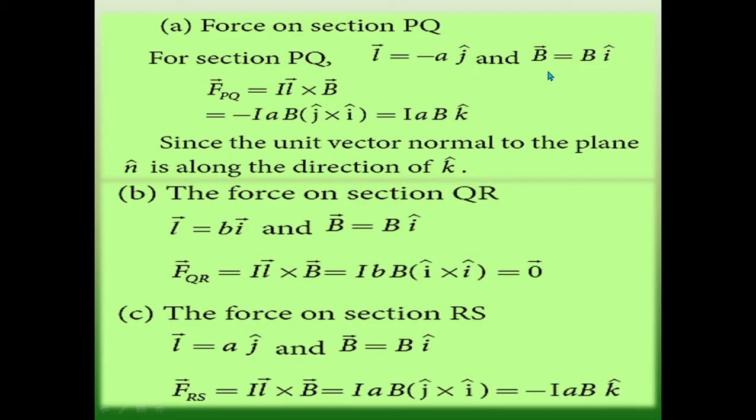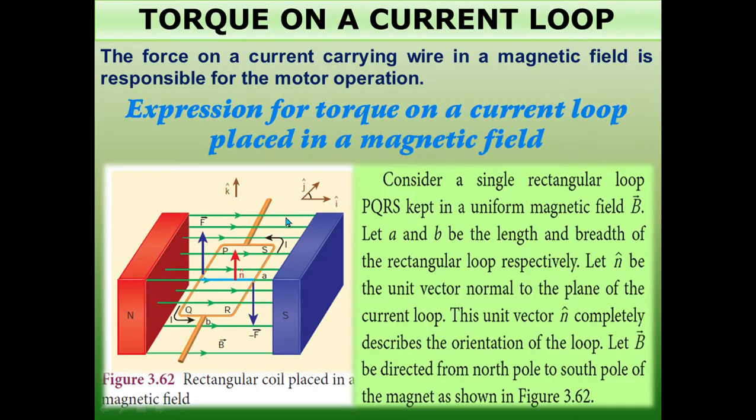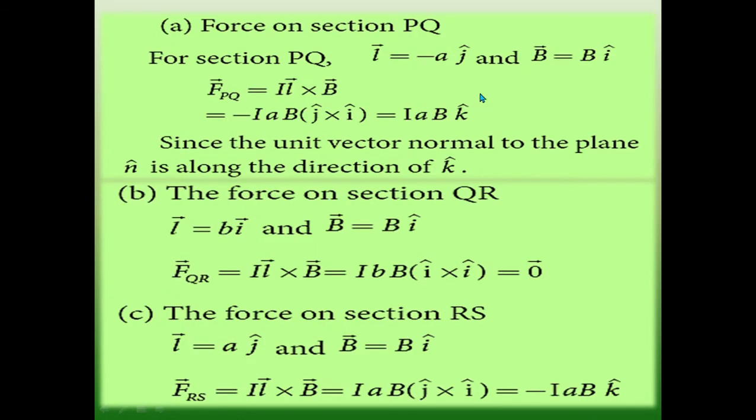Then the magnetic field is acting along the I direction. This is the I direction, and this is the J direction. This magnetic field B vector is acting along the I direction. That is why it is B I cap. We can write it as B into I cap.